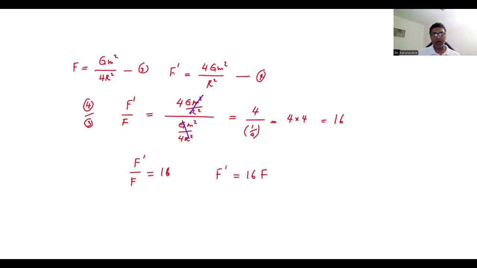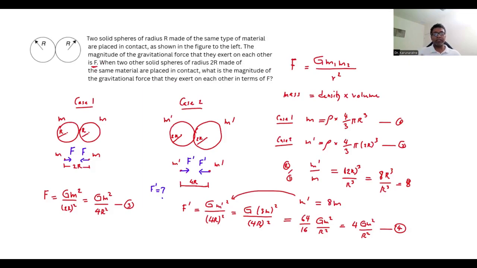So this is how you get the answer to that question. This is the question again: when you double the radii of two masses made out of the same material, what is the new force acting between the two masses in terms of the old force? So it's 16 times the old force. This is how you do the question.